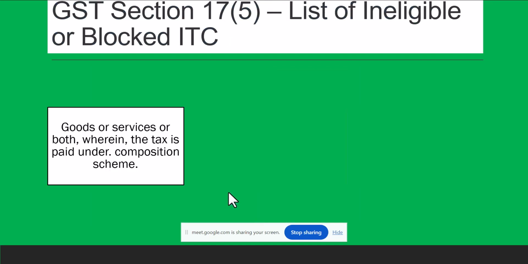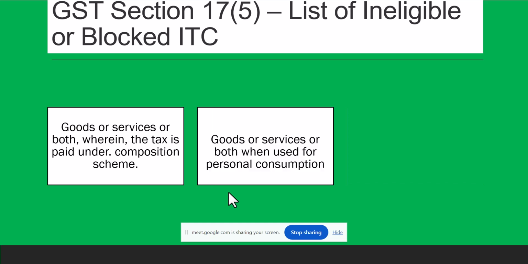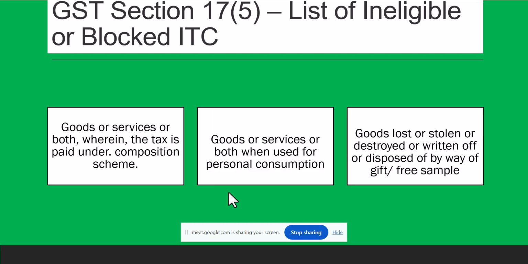ओके, हाँ ये पढ़ो. Goods or services or both wherein the tax is paid under composition scheme. हाँ, अगर आप कंपोजिशन स्कीम से लेते हो तो आपको तो इनवॉइस मिलेगा ही नहीं, तो आपको इनपुट क्रेडिट नहीं मिलेगा ना. जो कंपोजिशन स्कीम वाला बंदा है, he is not going to raise invoice on you. ओके, सो जीएसटी इनवॉइस तो रेज करेगा नहीं, तो इसके लिए मिलेगा नहीं. नेक्स्ट.